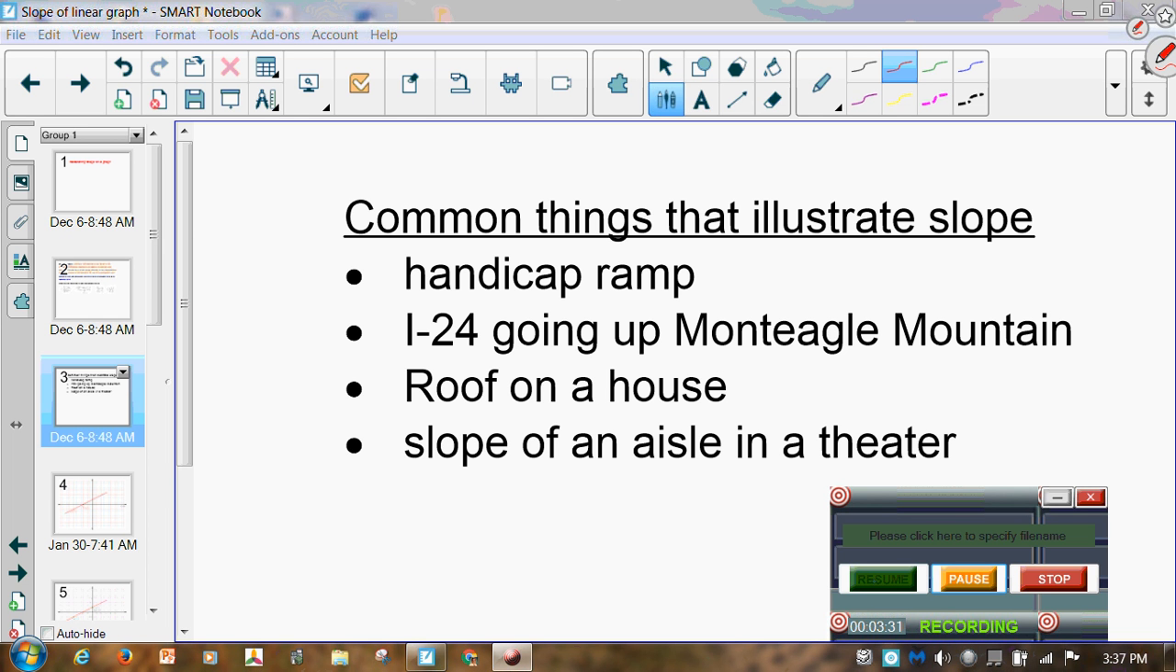The roof of a house has a slope, and in fact they call it a slope. If you're in the Northeast where you get a lot of snow, you want a steep roof slope, because you want the snow to slide off the roof rather than collecting on top. Slope of an aisle in a theater is another one, where it's sloped down so that the people sitting in the back can see over the top of those sitting in the front. All right, so let's pause here for a moment and then we'll take a look at slope as it relates to a specific graph situation on a piece of graph paper.